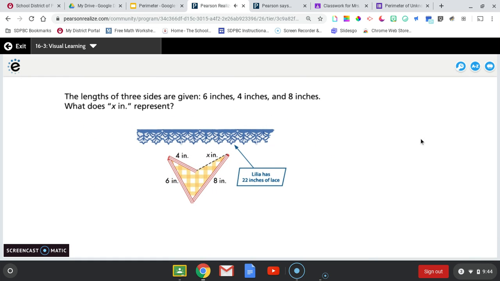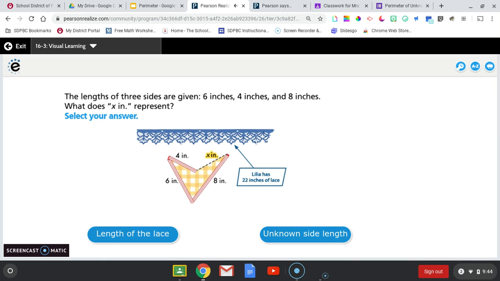The lengths of 3 sides are given: 6 inches, 4 inches, and 8 inches. What does X inches represent? Select your answer. Okay, well, our two options are length of the lace or the unknown side. Well, the length of the lace, again, is right here. It's 22 inches. So that is not what this X is representing. The X is representing the unknown side.